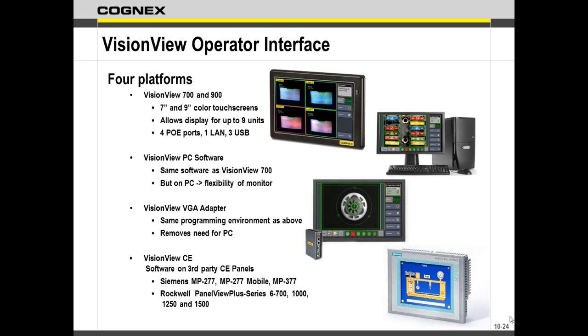So what we did is we said, okay, what if we give you a shoebox PC? What I mean by that is it's got a USB port, it's got a VGA port, it's got power into it. But basically, it's running Windows CE underneath it, just like our Vision View 700 is, so there's not a full Windows operating system. It's just what we need to run Vision View.